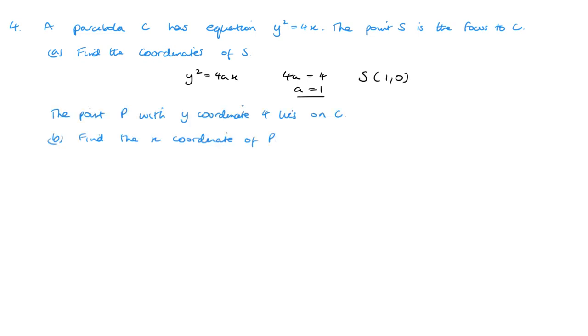Now the point P with y coordinate 4 lies on C. Find the x coordinate. So if y is 4, we've got y squared equals 4x. So that is 4 squared equals 4x. 16 equals 4x. x equals 4. So P is the point 4, 4.